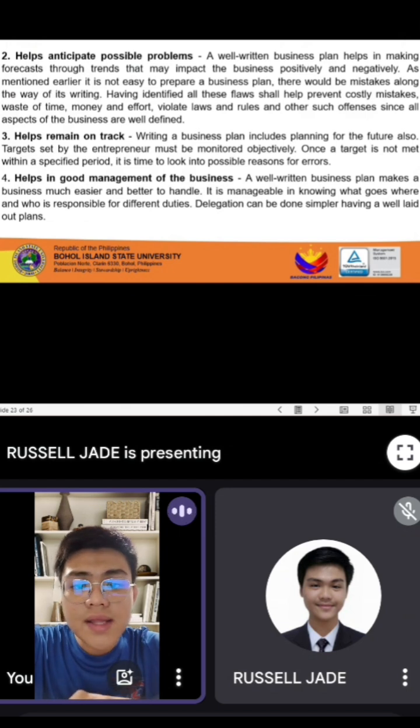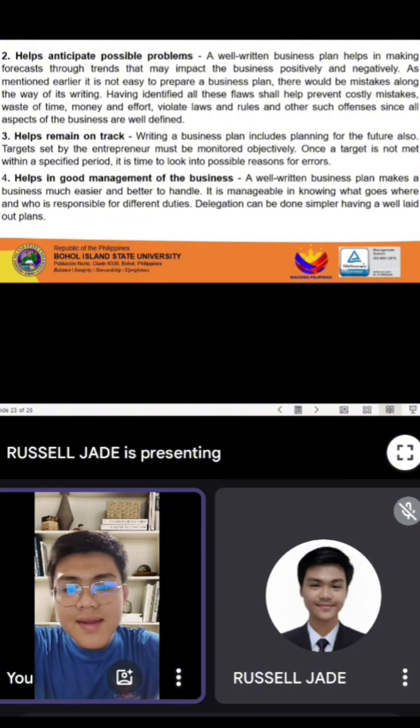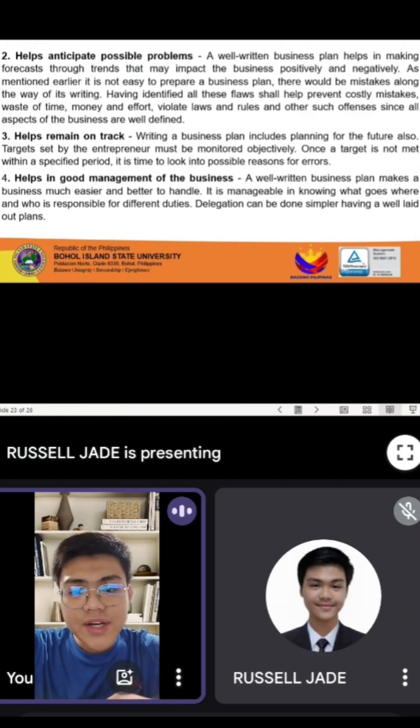Writing a business plan includes planning for the future also. Targets set by the entrepreneurs must be monitored objectively. Once a target is not met within a specified period, it is time to look into possible reasons for errors. The next is, a business plan helps in good management of the business. A well-written business plan makes a business much easier and better to handle. It is manageable in knowing what goes where and who is responsible for different duties. So delegation can be done simpler, having a well laid out plan.